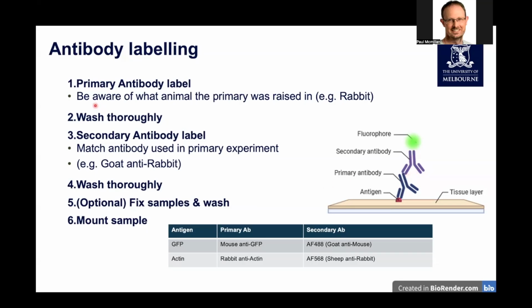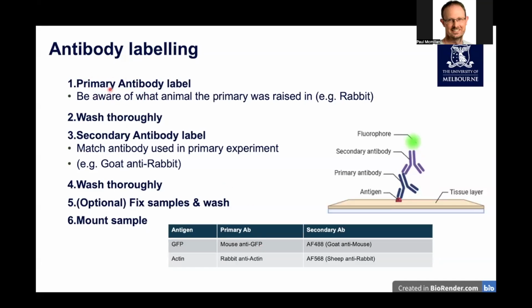All right, so what are the things to consider when we're performing antibody labeling? For the primary antibody label, obviously it's got to be specific for the protein that we're interested in. One thing that we need to be aware of is the animal that the primary antibody was raised in. So in this case, we're saying rabbit. In the table down here, we've got an anti-GFP. So this is raised in mouse. So it's a mouse anti-GFP antibody.